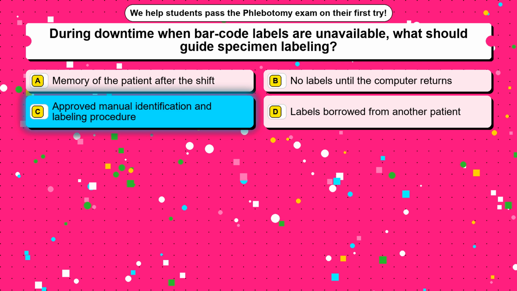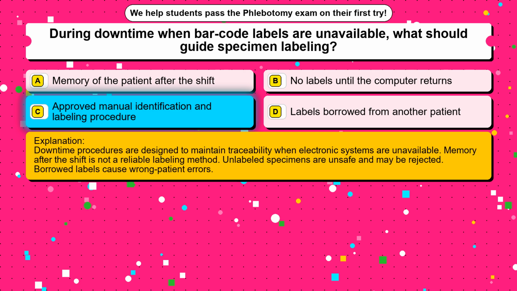The correct answer is option C. Approved manual identification and labeling procedure. Downtime procedures are designed to maintain traceability when electronic systems are unavailable. Memory after the shift is not a reliable labeling method. Unlabeled specimens are unsafe and may be rejected. Borrowed labels cause wrong patient errors.